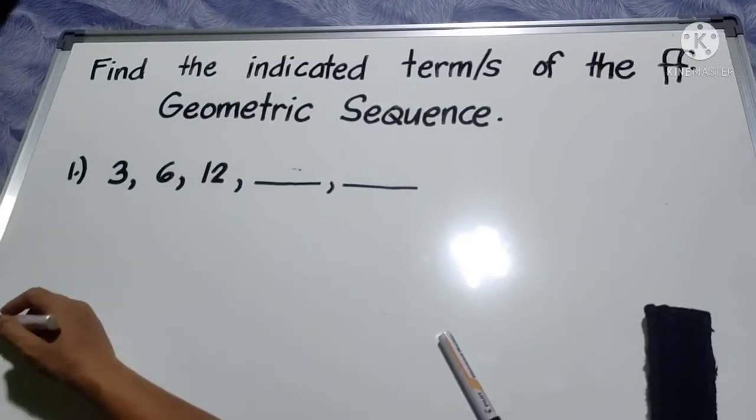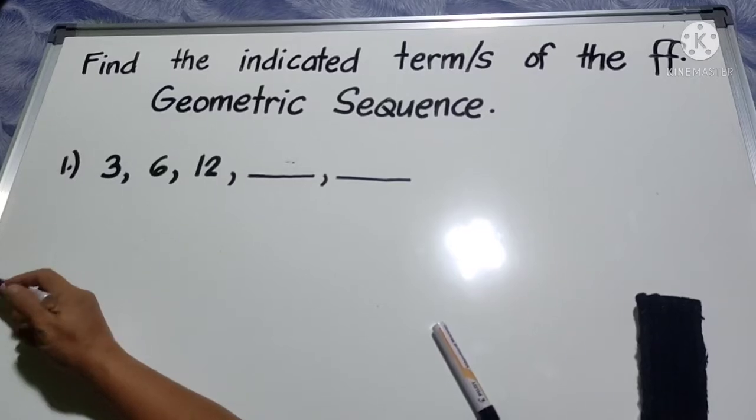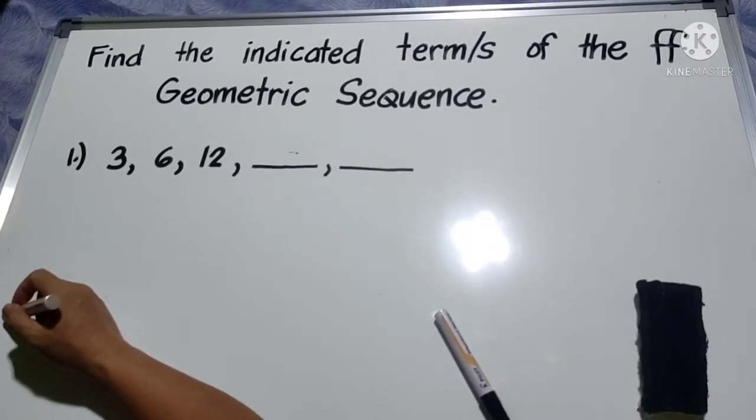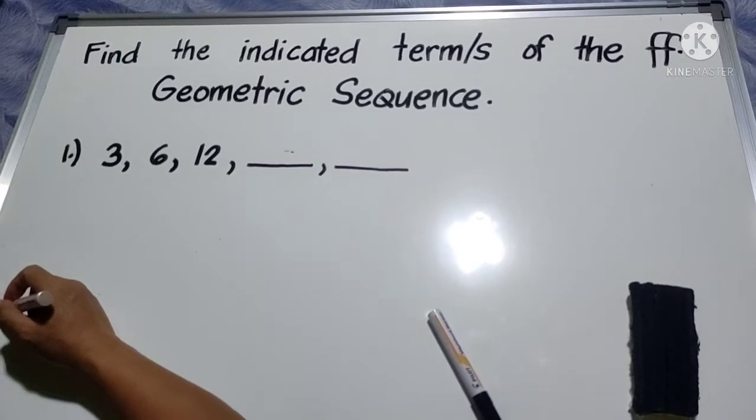For today, I will be making a tutorial video for Module 6, which is about finding the end term of a geometric sequence and geometric means. So stay tuned and learn with me. The first task that we have here, the instruction is: find the indicated term or terms of the following geometric sequence. Let's start with number 1.